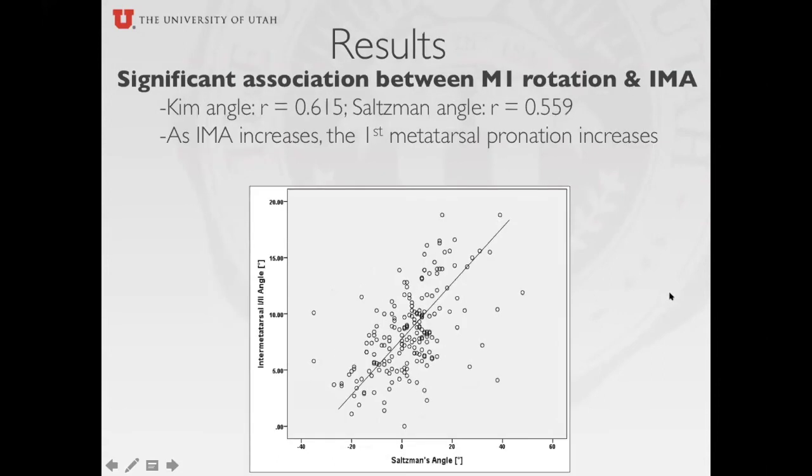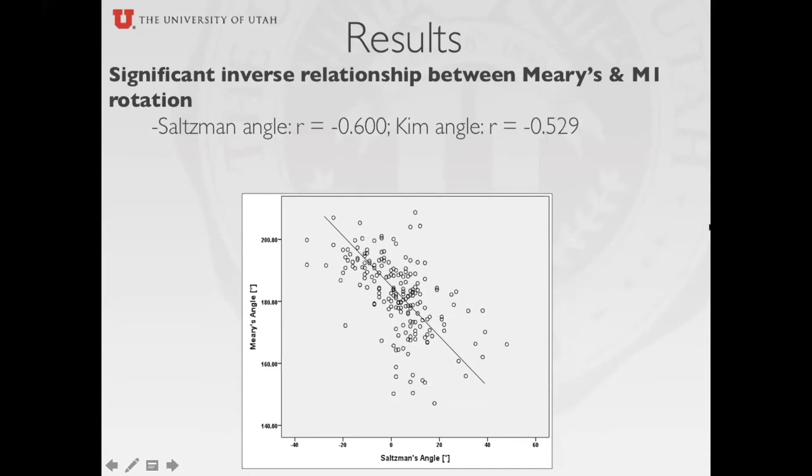There's also a significant association between first metatarsal axial rotation and the IM angle, where as the IM angle increased, the first metatarsal pronation also increased. And there was a significantly inverse relationship between Meary's angle and the first metatarsal axial rotation, where as the Meary's angle went more apex plantar or decreased in its quantity, the first metatarsal axial rotation increased or went further into pronation.